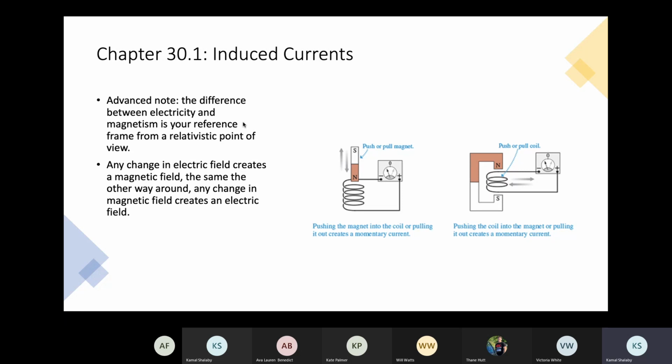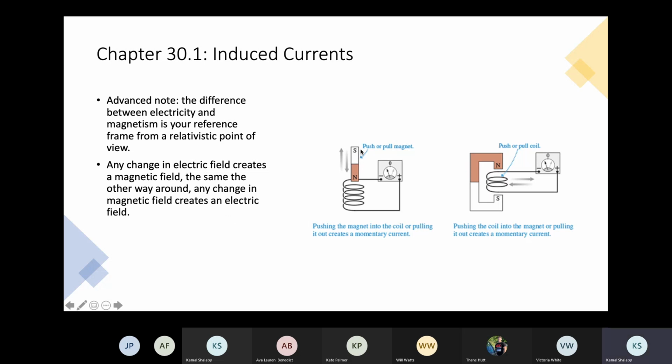But that's not in your syllabus. You didn't really need to know. I just thought it would be good to know. Anyway, any change in electric field creates a magnetic field, and any change in magnetic field creates an electric field.